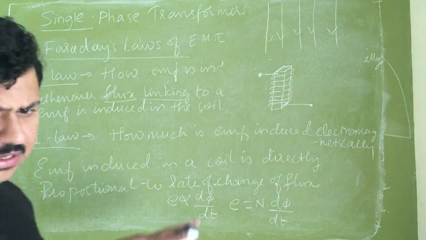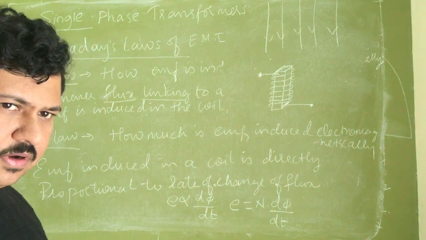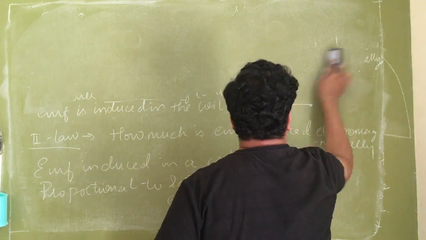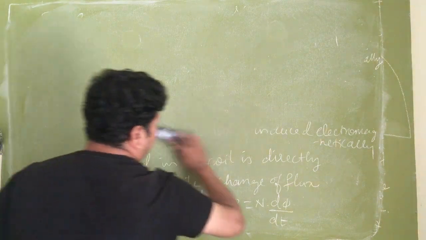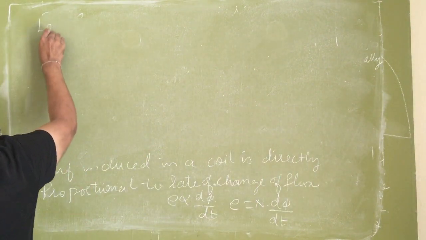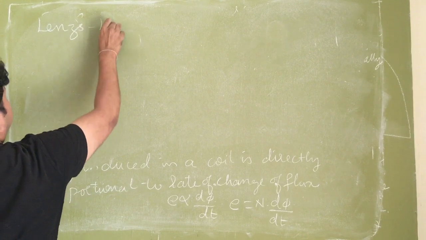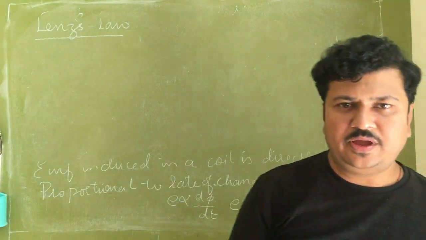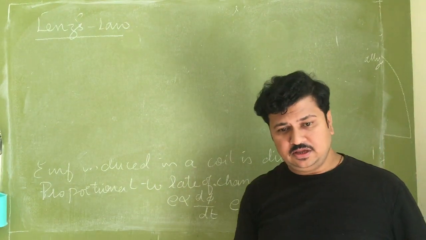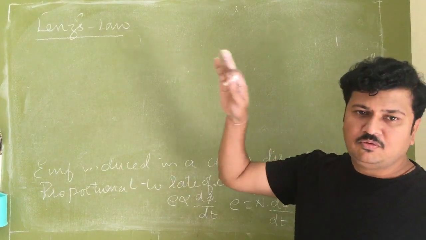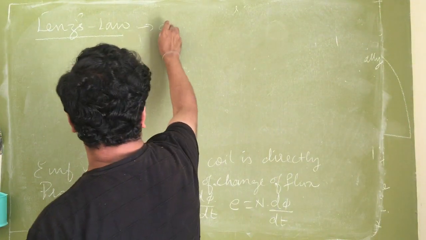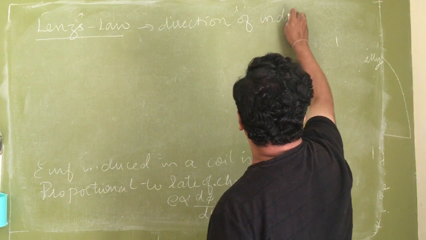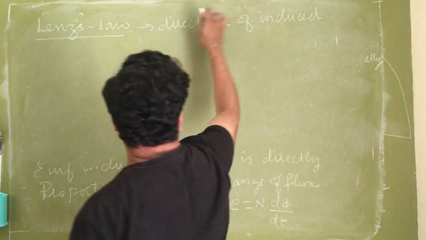electromagnetism. Along with Faraday's law, there is one more law always defined, which is Lenz's law. Faraday's first law gave how an EMF is induced. Faraday's second law gave how much EMF is induced. Lenz's law gives the direction of induced EMF.